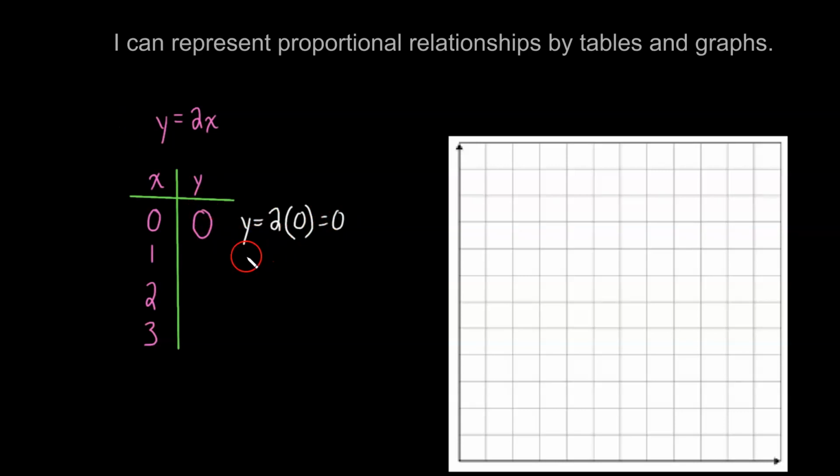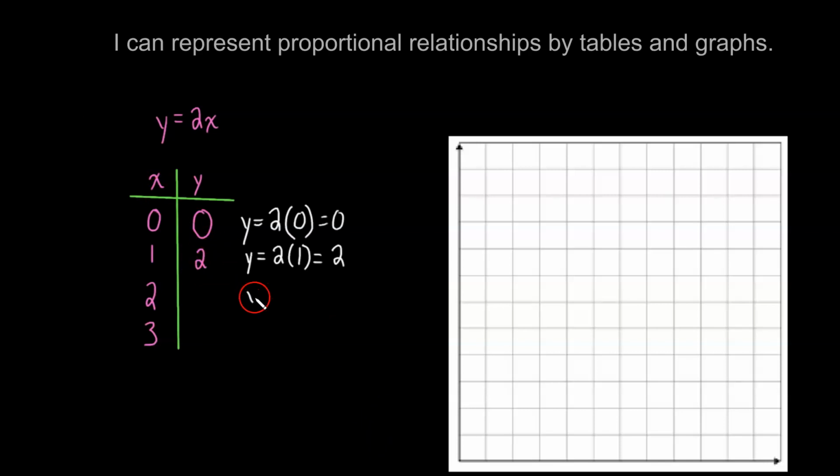And now similarly, we come down and we're going to say y is equal to 2 times, well, our x value is 1. Y is equal to 2 times 1. Well, 2 times 1 is 2. So right here, our y value would be 2. So that's it right there.